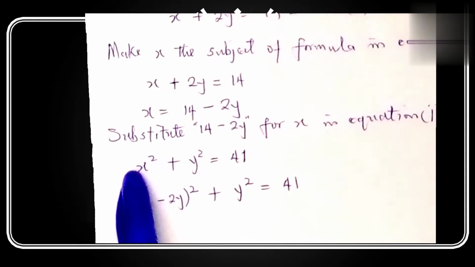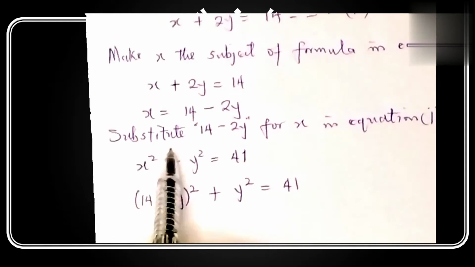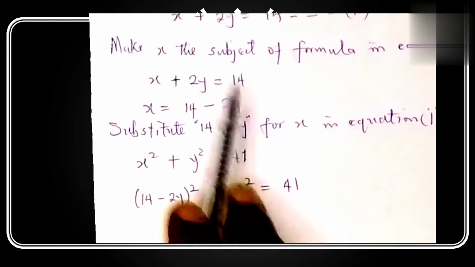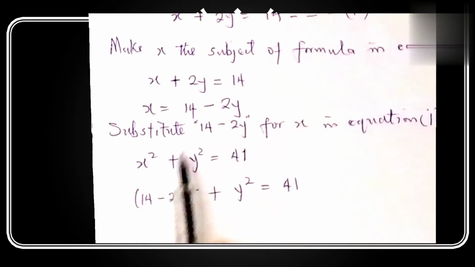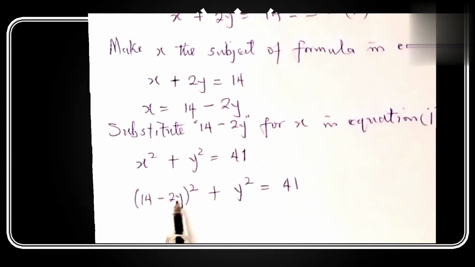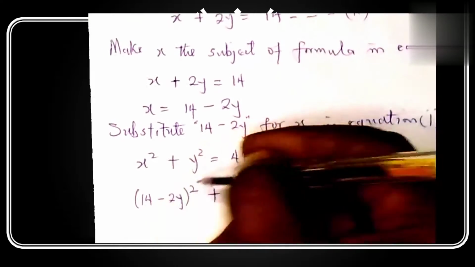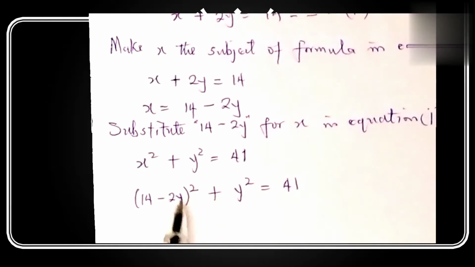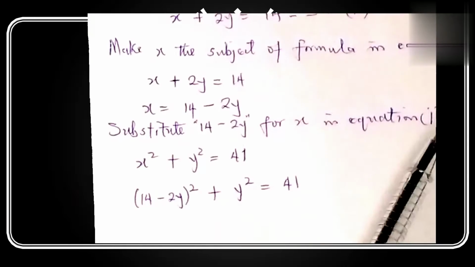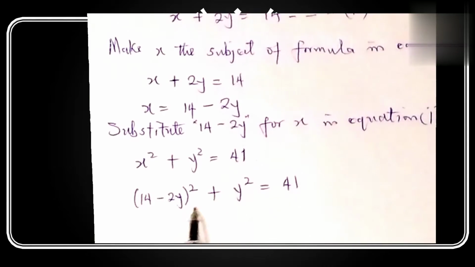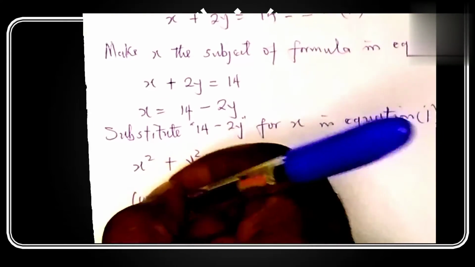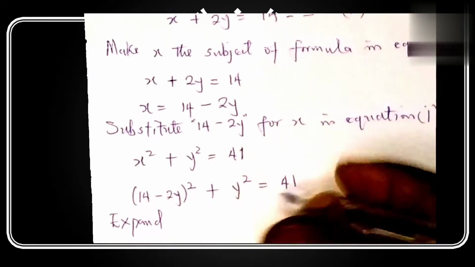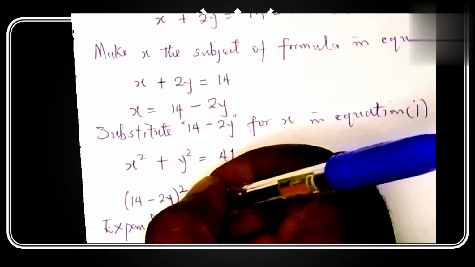This stands for this x. Instead of using x squared, we are now substituting this value, the value that we got for x from equation 2, into equation 1. This is what they call the substitution method. This is in order to take x out of the equation first of all, so that we can solve for y. Then we use the value of y to find x. Now let us expand the bracket.